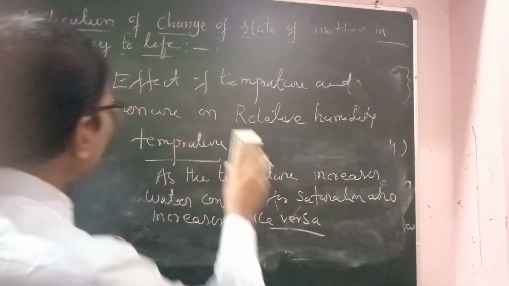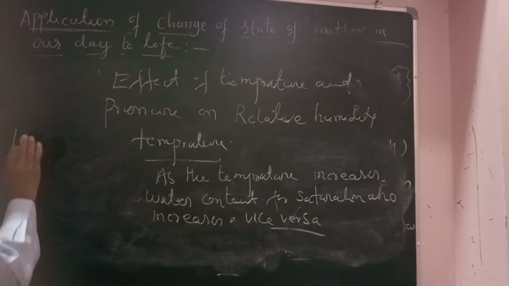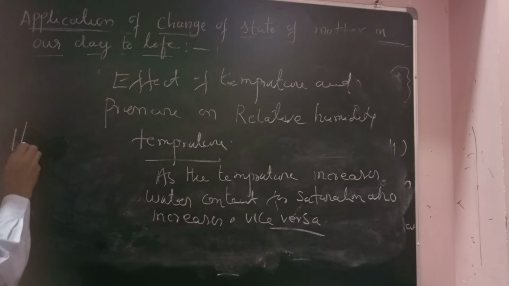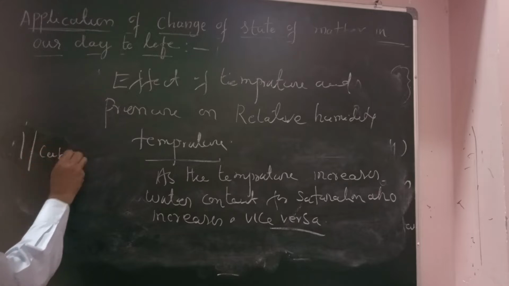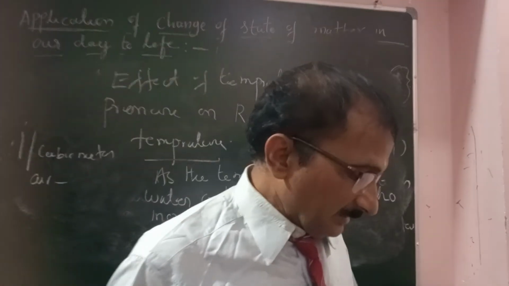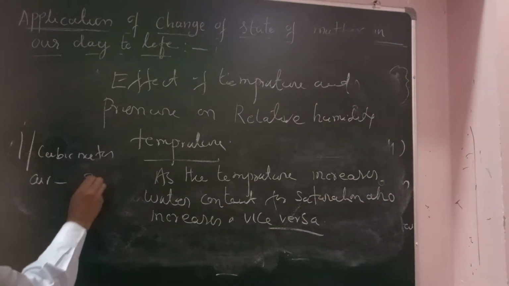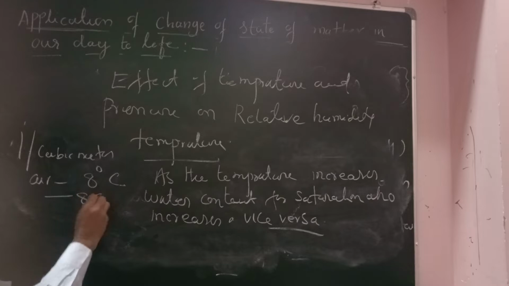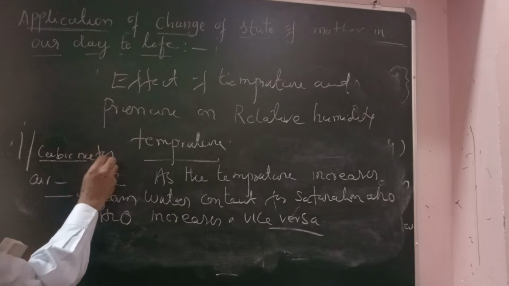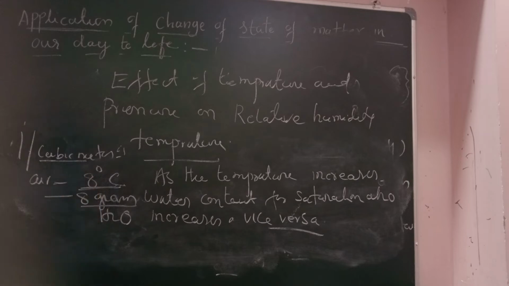Now, for example, if you take 1 cubic meter of air, at 8 degrees centigrade, it holds 8 gram of water vapor. So 1 cubic meter of air holds 8 gram of water at 8 degrees centigrade.